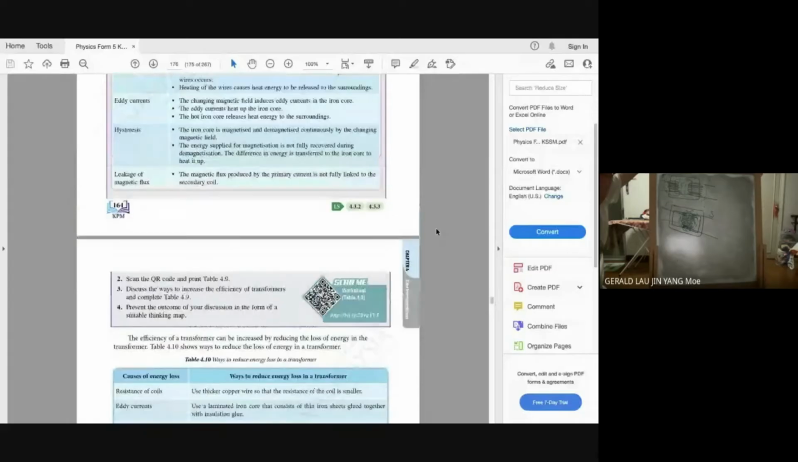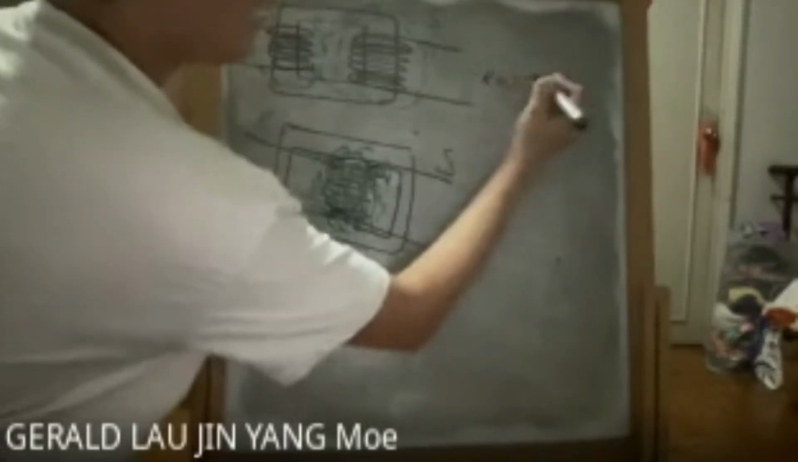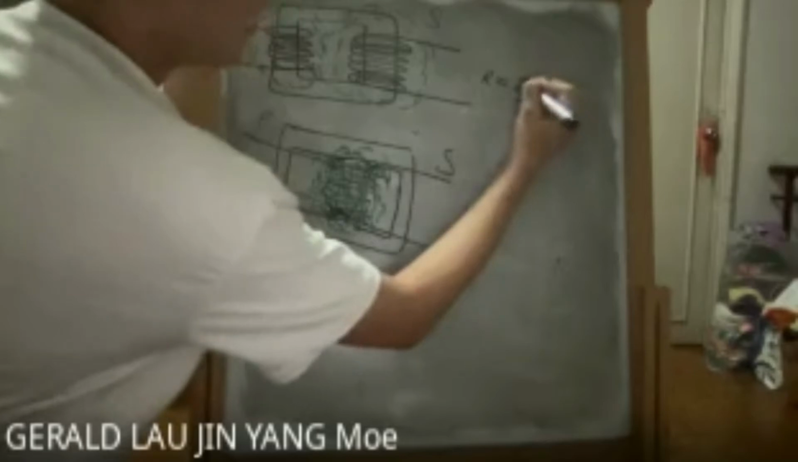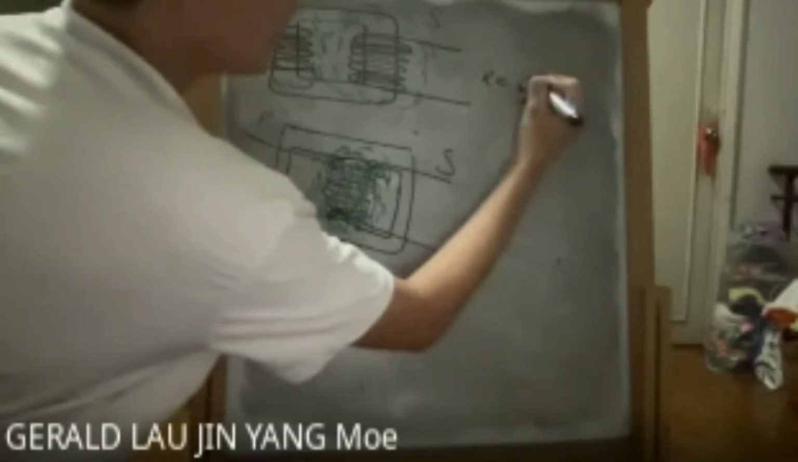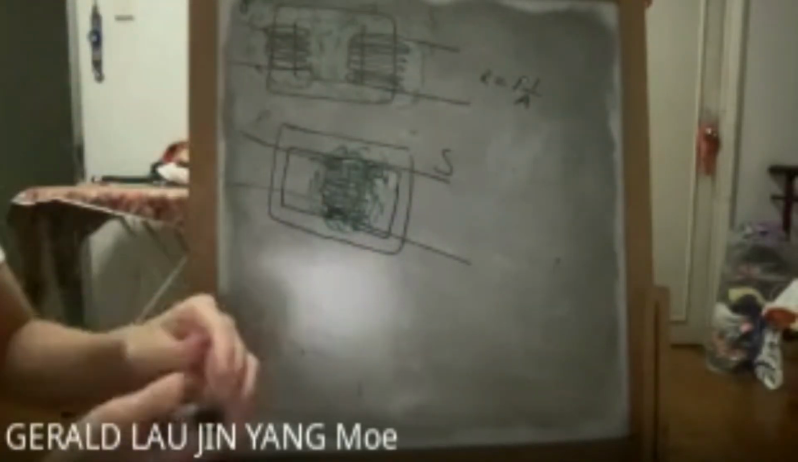Now you know already the factors. Let's look at the ways to overcome these factors. So how to overcome this resistance of coils? You use a thicker copper wire so the resistance is smaller. Remember your formula in your previous chapter, R equals rho L over A. So that means the larger the area, the smaller the resistance. So your larger area, you'll produce less resistance.